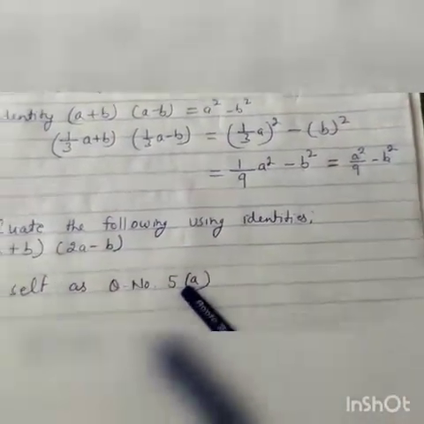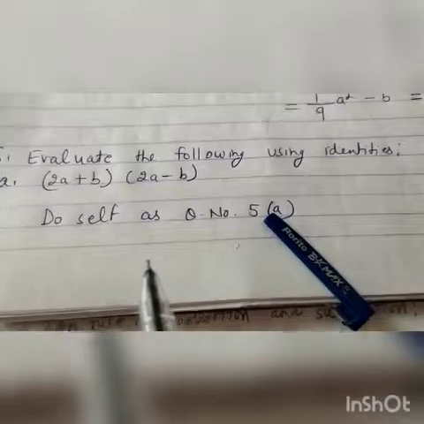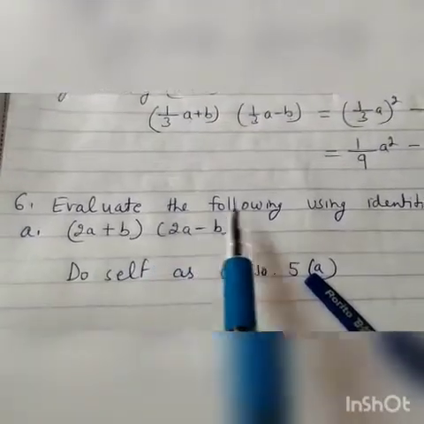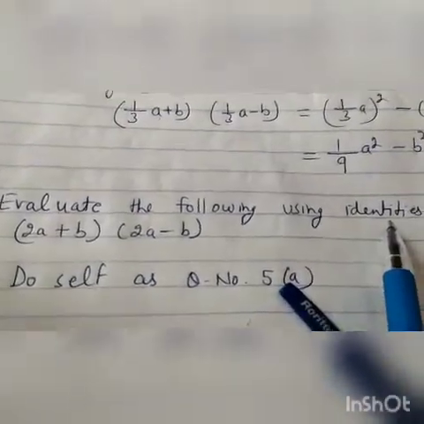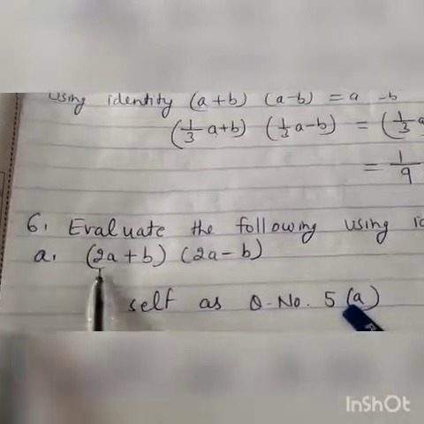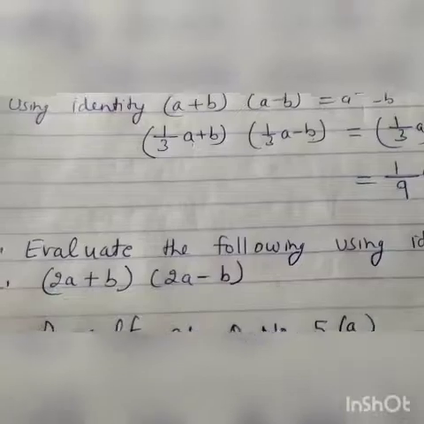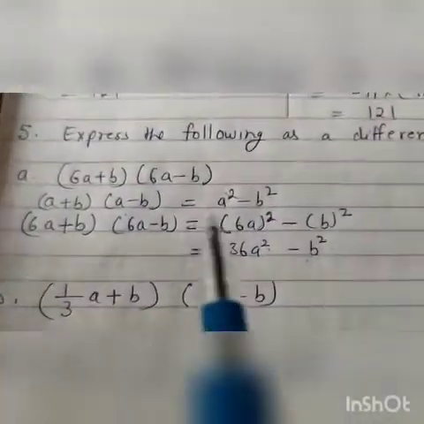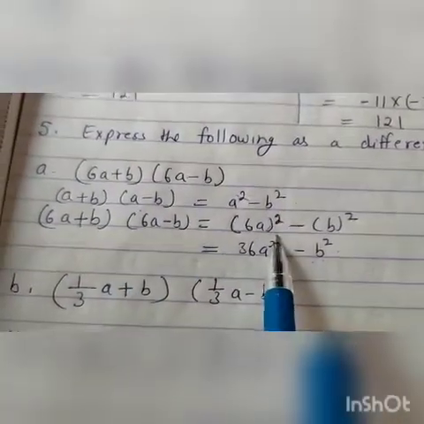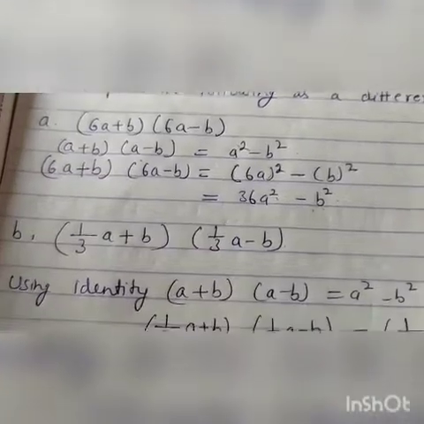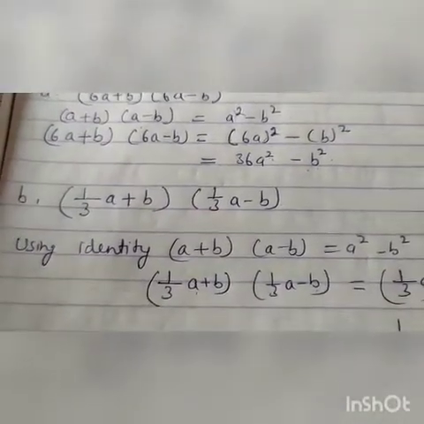Now question number 6. Evaluate the following using identities. A part is (2a plus b)(2a minus b). Do it yourself as question number 5a. I just now explained this question. So you will do it yourself, same, no difference.